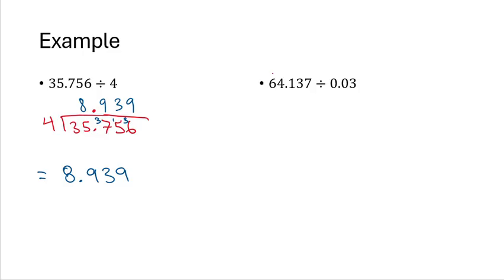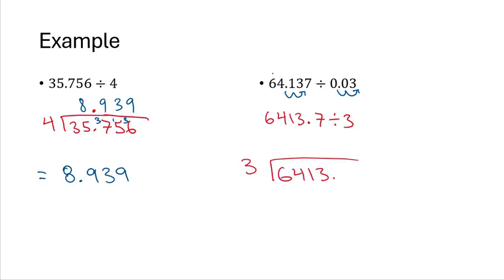Now over here is where I need to make the changes. My divisor needs to move twice. So if that happens, then my dividend also needs to move twice. So just to rewrite my question, it now becomes 6413.7 divided by 3. And then you just set it up like normal. Like that. I'm going to put the decimal point exactly there, and then you just go at it.